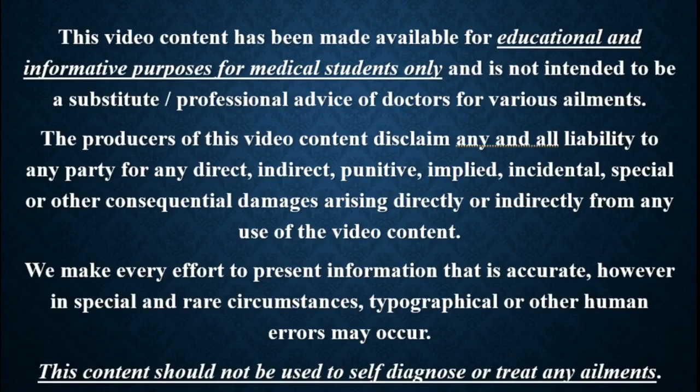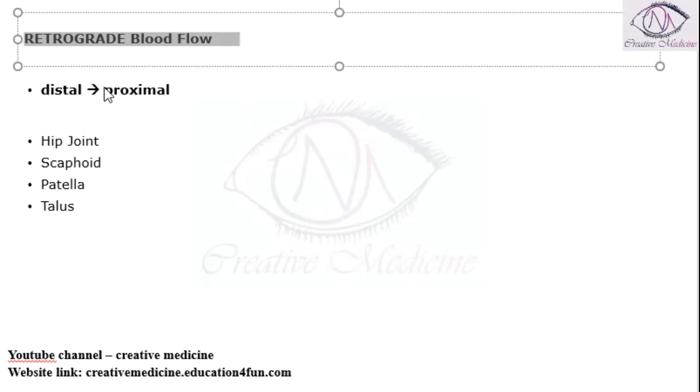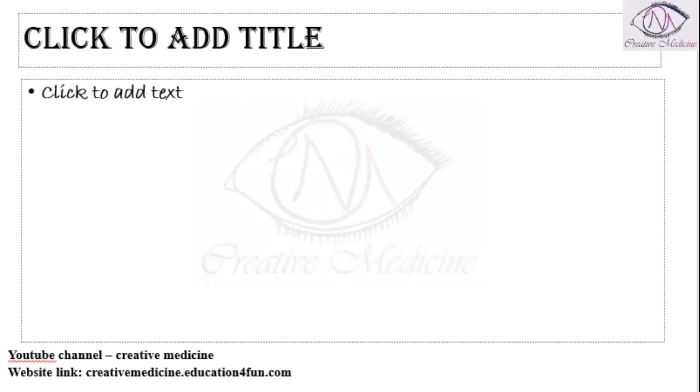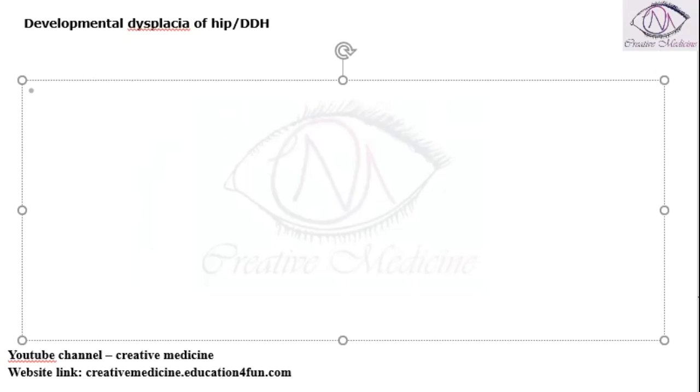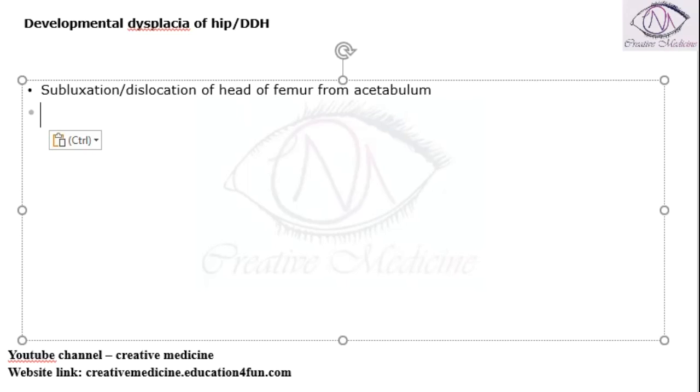In this lecture, we will learn about developmental dysplasia of the hip, or developmental dislocation of the hip. In developmental dysplasia of the hip, there is subluxation or dislocation of the head of the femur from the acetabulum. Mainly this dislocation of the head of the femur from the acetabulum occurs before birth.